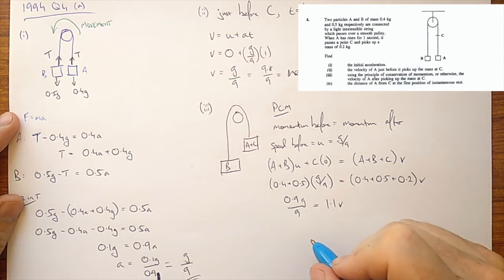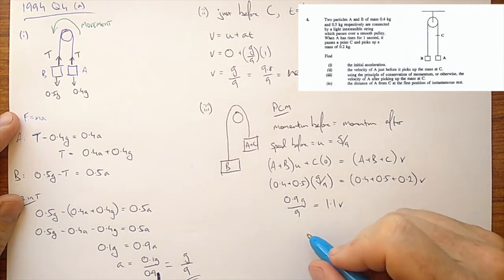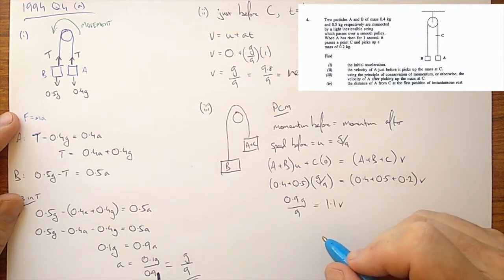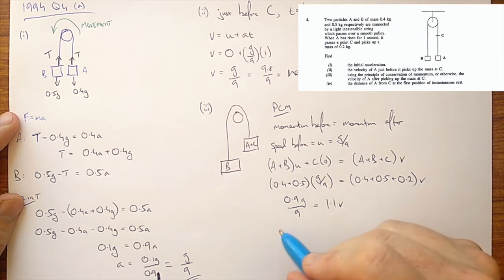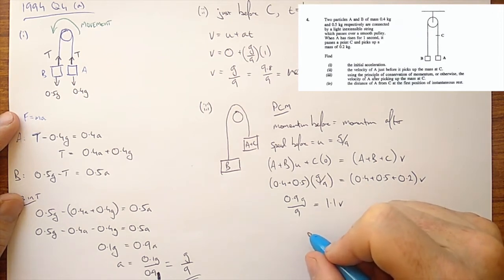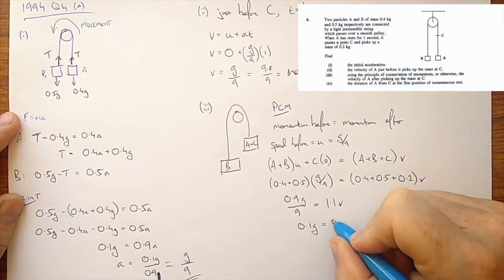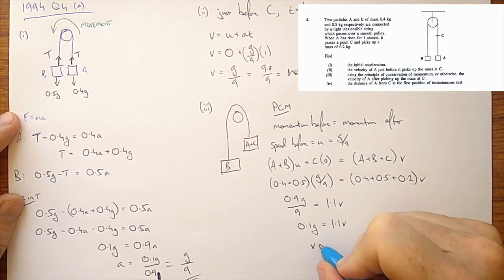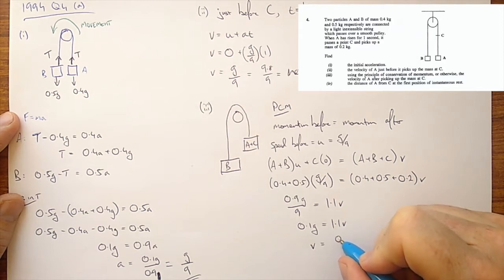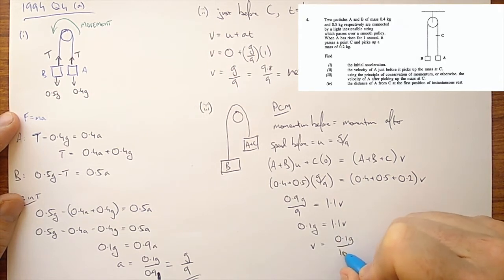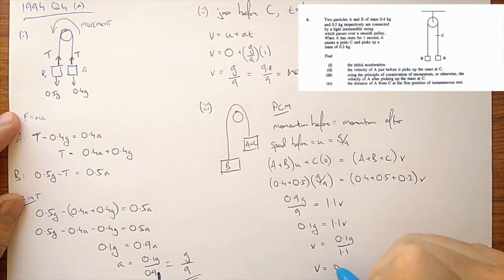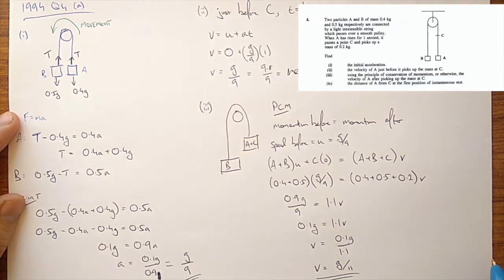All right, tidy that one up there, and that one is going to be 0.1 g equals 1.1 V. V equals 0.1 g over 1.1. We see we've got space for that here, so V equals g over 11. There we have it.